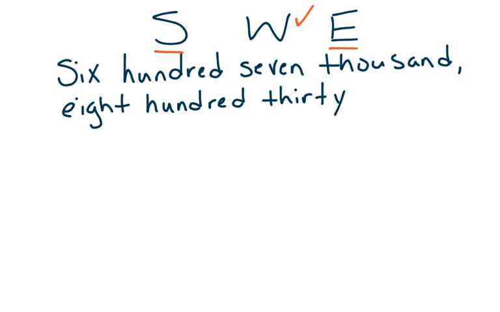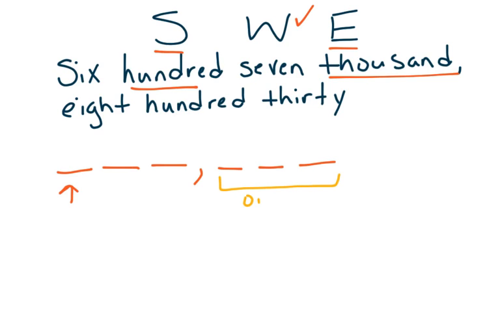I'm going to start with standard form. Now, what I want to do first is figure out how many digits I'm dealing with. I have 600, and that's in the thousands period. So I know that I'm going to have 3 numbers in my thousands period because I have hundreds, and this is my hundreds part of that period. And then I have to have 3 more digits in order to finish up my number. So here is my ones period, and this section is my thousands.